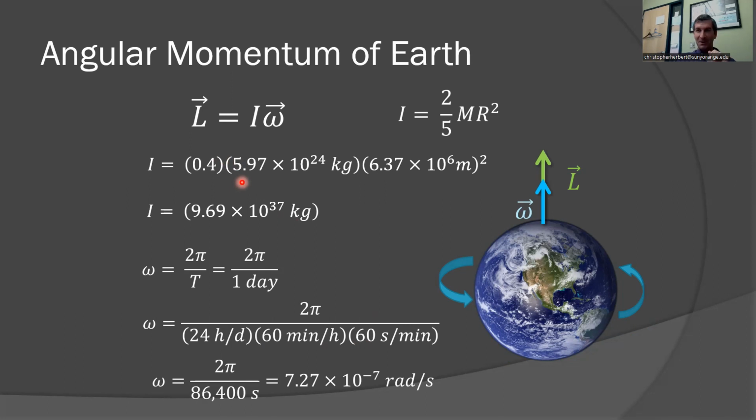Now, some of you are already saying, well, wait a minute, you can't do that because the Earth isn't a homogeneous sphere. It actually is denser in the center. We'll take care of that in a little bit. But again, 2/5 is going to be 0.4. The mass of the Earth is 5.797 times 10 to the 24 kilograms, and it has a radius of 6.37 times 10 to the 6 meters. So I'm going to square that. So I get a moment of inertia of 9.69 times 10 to the 37 kilograms meters squared.